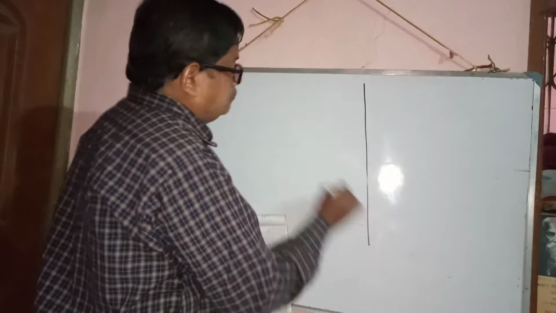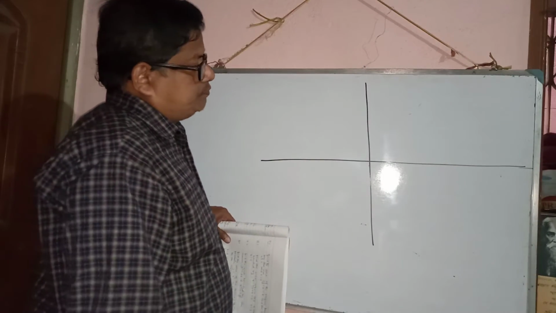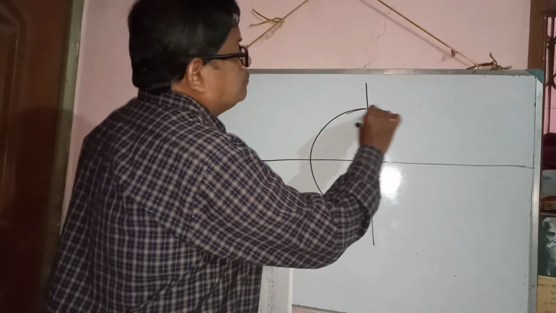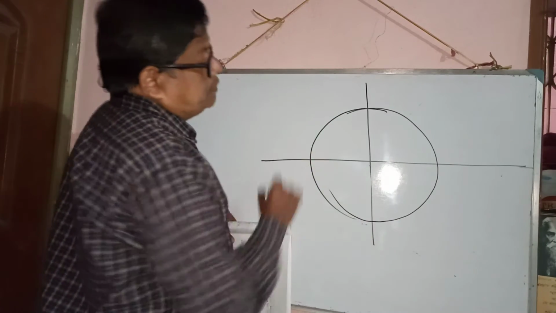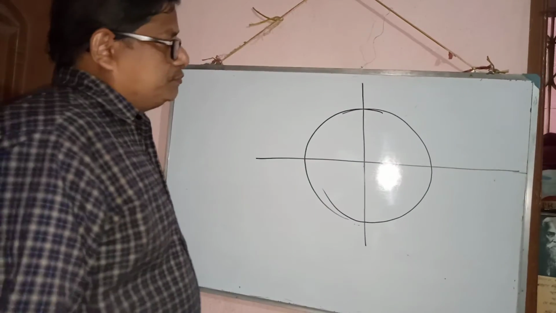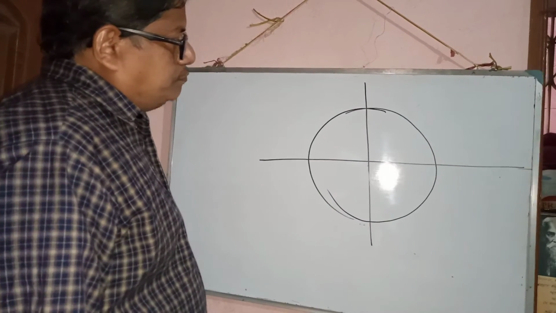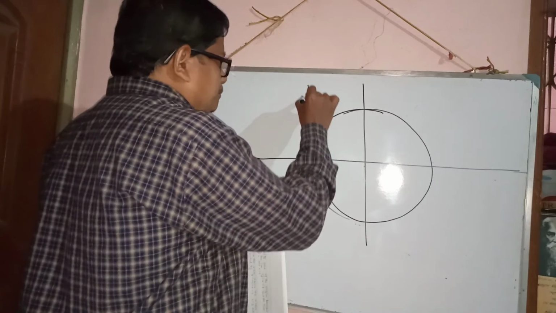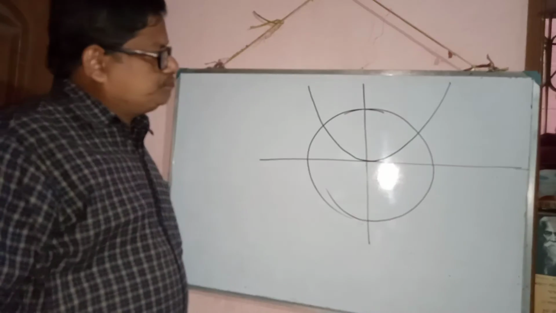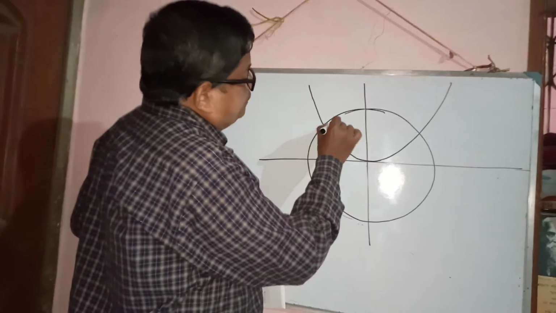Again, see, suppose here a circle is given. Then one curve is there. This curve is given. So find the area of this part.